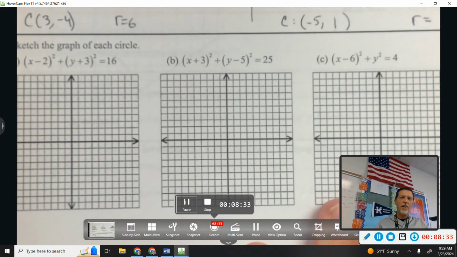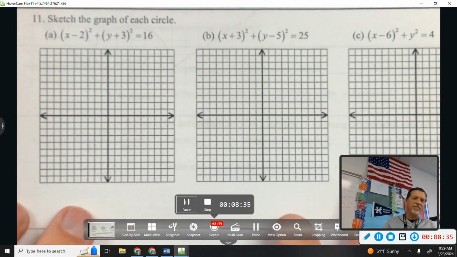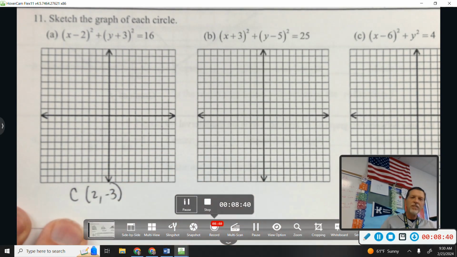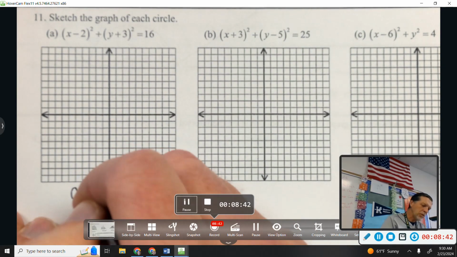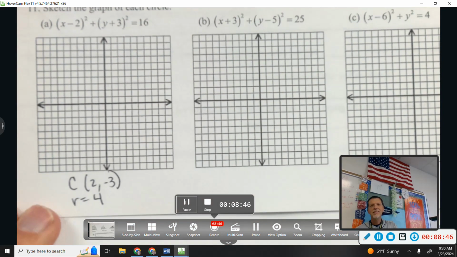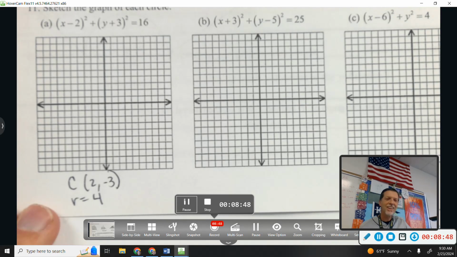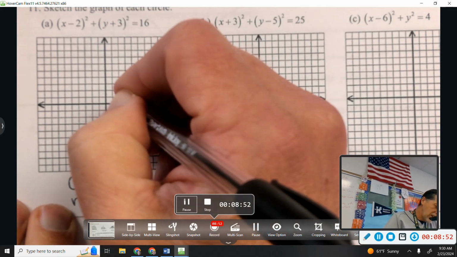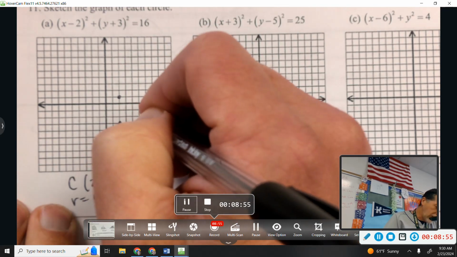All right, sketch the graph of each circle. This is easy, fun stuff here. No, it's not. Sure it is. Let's take the time to write the center and the radius. That way, we're less likely to make a mistake. So 2, negative 3, and then 4 in each direction.